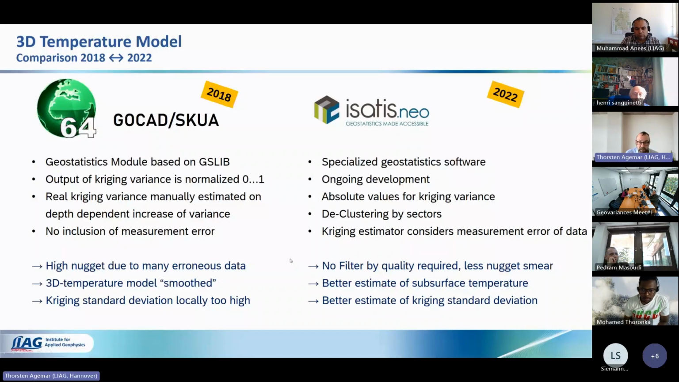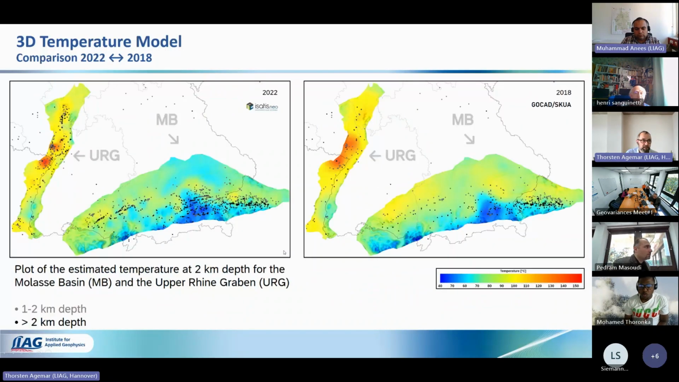So yes, we see a lot of advantages, and I will show you some comparison. Here for southern Germany, for the upper Rhine-Graben, see also the Molasse Basin in this area. On the left, you see now the new model, and on the right, you see the old model.